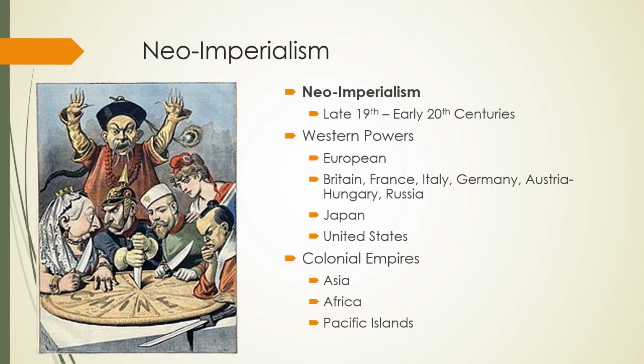Italy and Germany are interesting because those nations don't exist until the late 19th century. Italy and Germany are both created out of a unification process where smaller Italian states and smaller German states join together. So Italy and Germany are relatively new nations during this time, but they get involved in imperialism. So Britain, France, Italy, Germany, Austria-Hungary, which is technically one empire, and then Russia. And then you'll see here Japan and the United States.